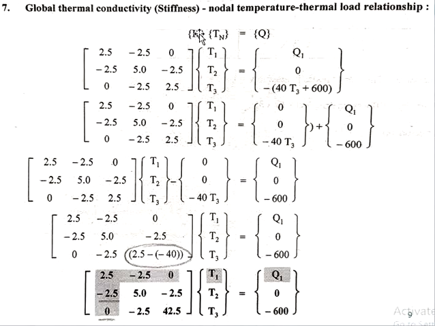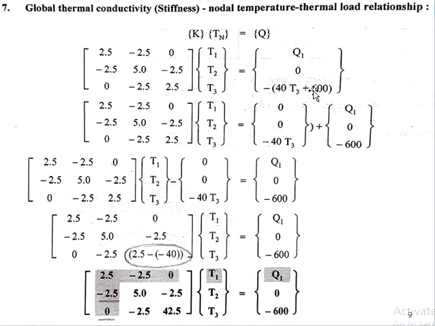So in place of Q, you just put this 3 by 3 global stiffness matrix, temperature, node T1, T2, T3, and this is the thermal load matrix. After putting, we'll get this type of equation. In the next step, we simplify this because we want to shift this T variable to the left side.